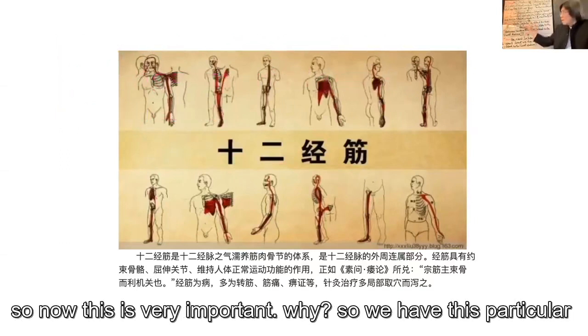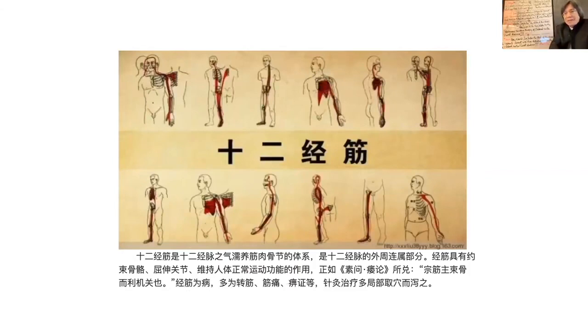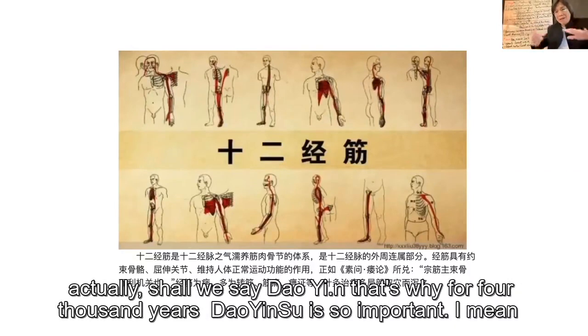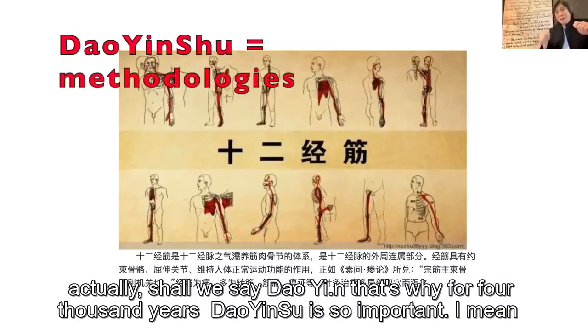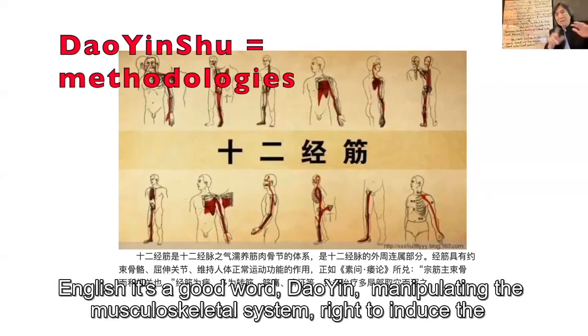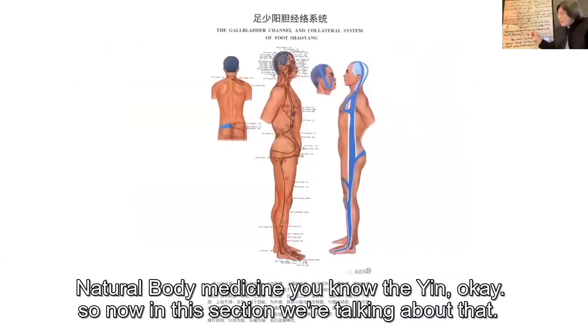Why? Now you see these pictures. They are not meridians, they are ligaments. Because we're exercising. If you know more about what exercising will do, we say Dao Yin, that's why the 4,000 years of Dao Yin Su is so important. When you're exercising, you stretch. If you use just the word stretching in English, it's good, but Dao Yin means manipulating the musculoskeletal system to induce the natural body medicine. So this section, we're talking about that.